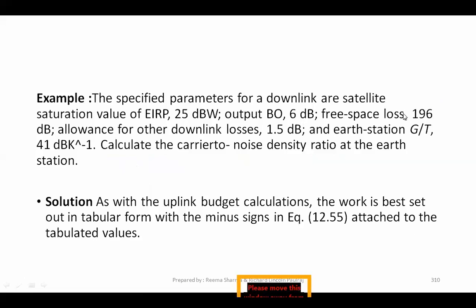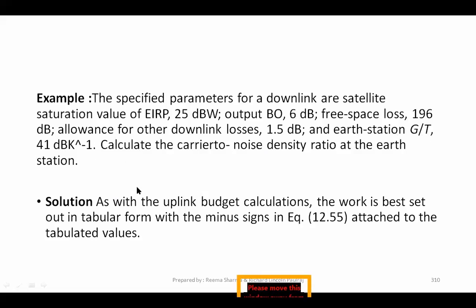Always keep in mind, whenever multiple values are given like this, try to note them one by one and immediately map them to only those values, because there can be chances that instead of output backoff, you might put the 6 dB in feeder loss. So make sure that you write down and transfer the values immediately onto your script. The Earth station G/T is about 41 dB.